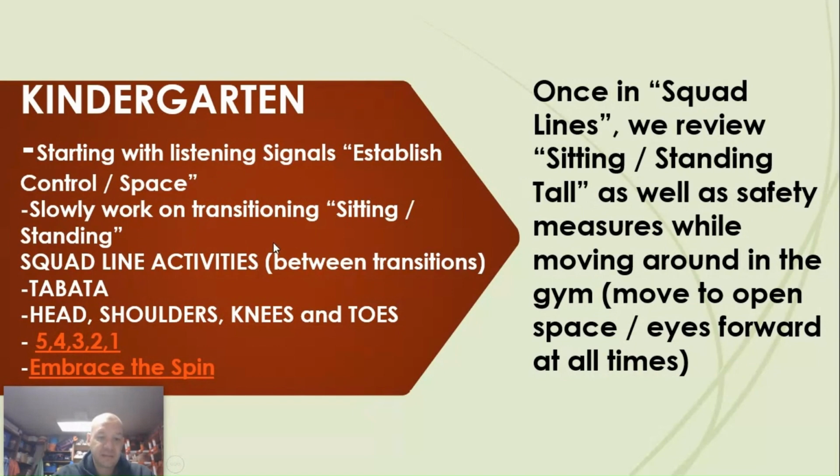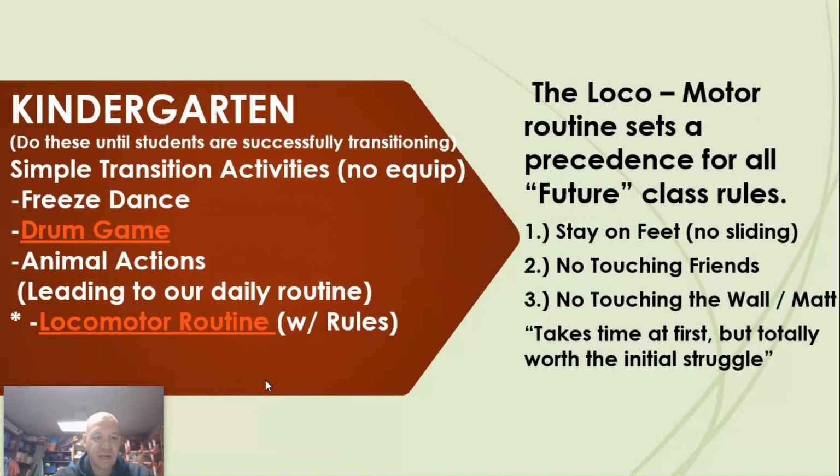We slowly work into some different transitions by getting up and sitting back down. Some of the things that we'll do are animal actions, where we get up and pretend we're animals. We can get up and do freeze dance. We do our drum game, which I think is on the next slide. Yeah. So once they get in their squad lines, my goal is to do simple transitions: freeze dance, drum game. Here's a video of the drum game, what that is.